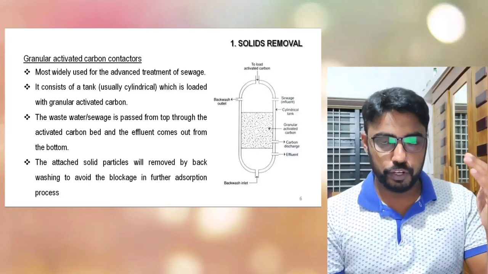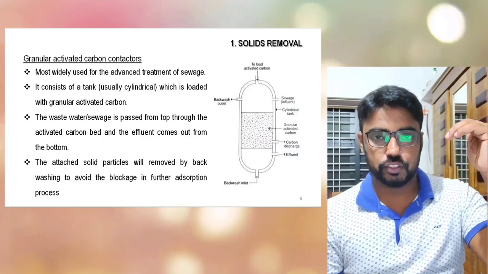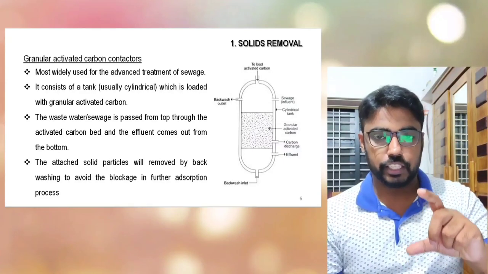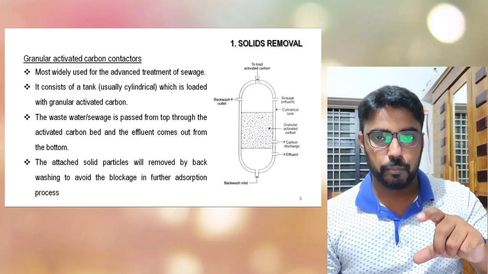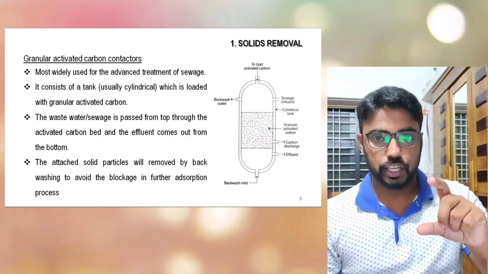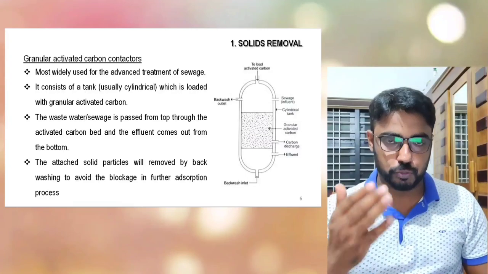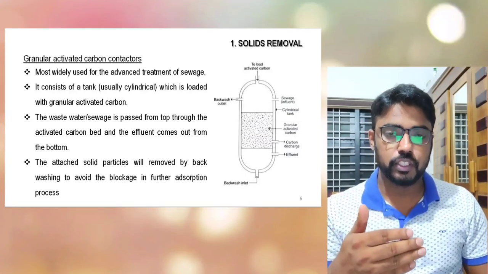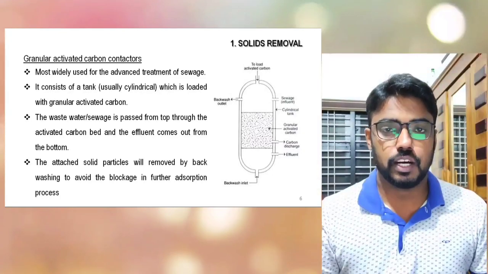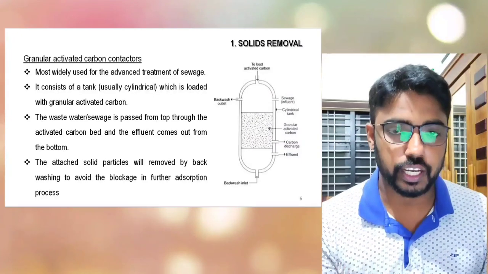granular activated carbon. The effluent from secondary treatment of wastewater enters the cylinder from the top of this instrument, passes through the granular activated carbon bed, and the treated effluent comes out through the bottom of this instrument. The dissolved solids adsorbed on this carbon bed are removed by backwashing of this instrument, and that helps to remove the adsorbed solids present on the granular activated carbon bed and removes the blockage of the bed.